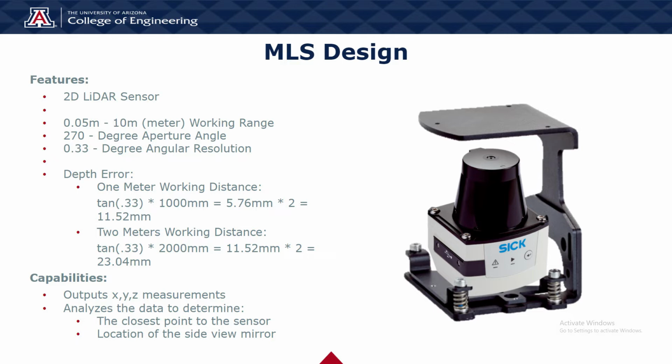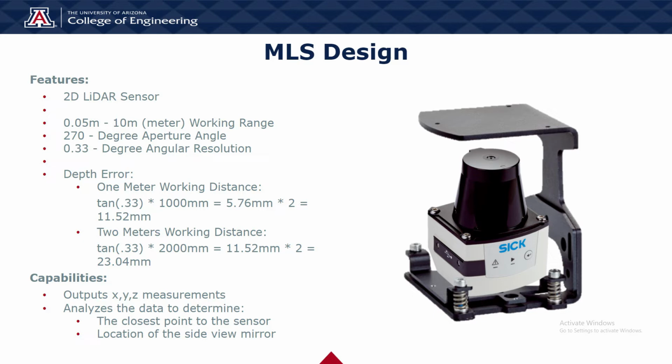Initially we were concerned with the depth error, but after consulting with SICK, we determined that at 1 meter of working distance, the resolution would be 5.76 millimeters, with a safety factor of 2, which equates to 11.52 millimeters. You can see the calculations for 2 meters of working distance. We believe that every car will be within 1 to 2 meters from the sensor.